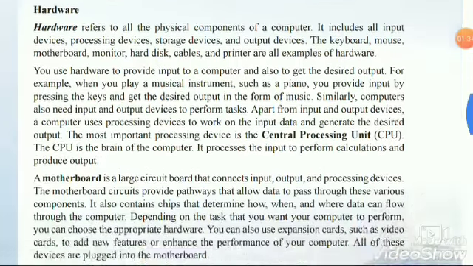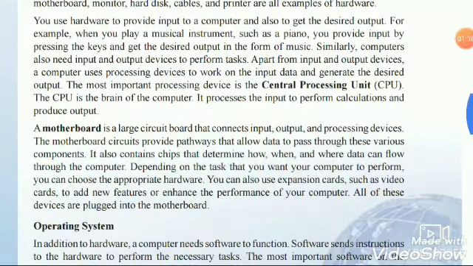It processes the input to perform calculations and produce output. So we cannot imagine a computer without its CPU, or without the central processing unit. As the basic computer, the analytical engine was designed by Charles Babbage, with the three basic forms: input, process and output, the IPO cycle.